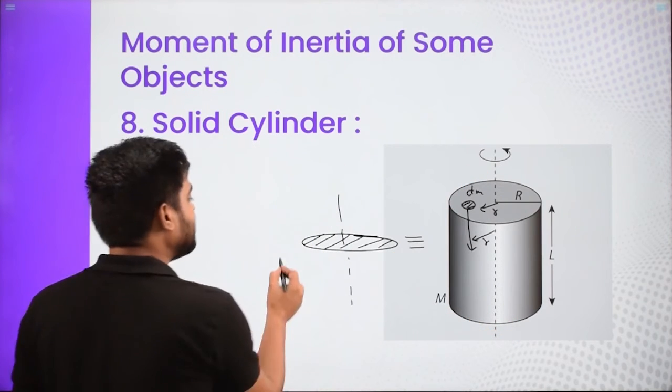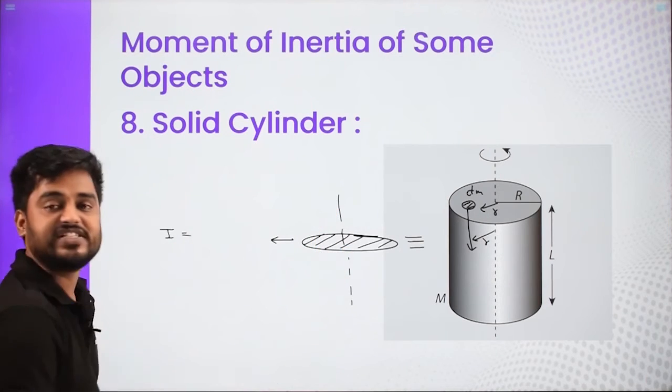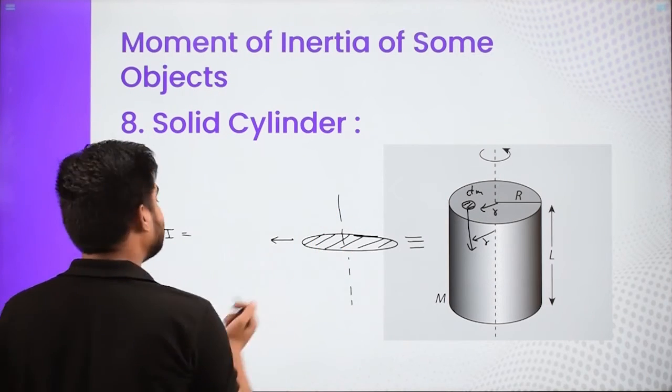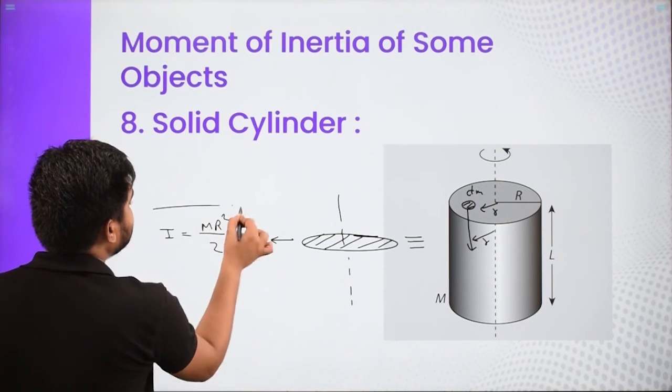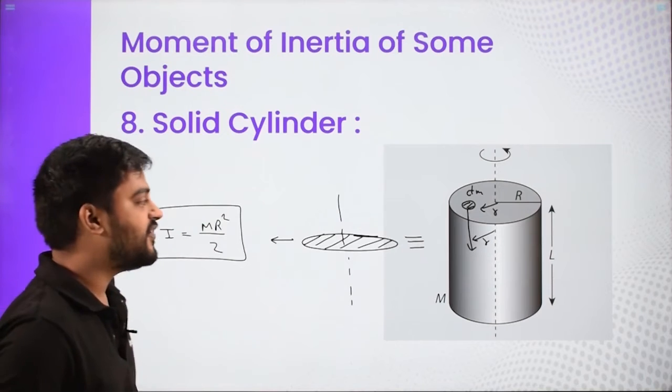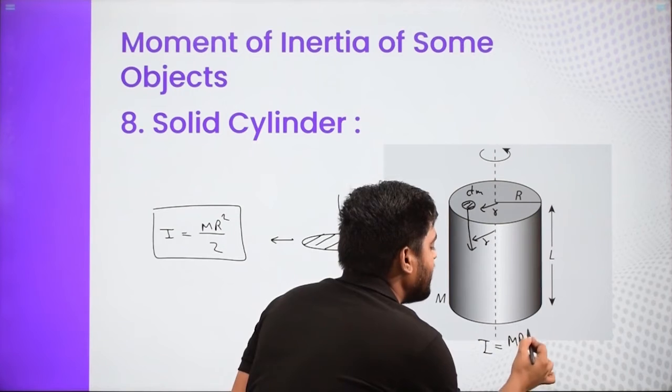So what is the moment of inertia? The moment of inertia of a disc about an axis which is perpendicular to its plane and passes through its center is given by mr square by 2. And this is the same thing. The same moment of inertia is going to be about this axis as well. So this is also mr square by 2.